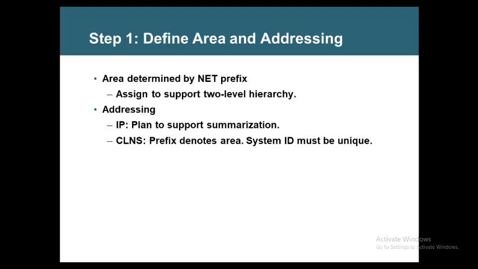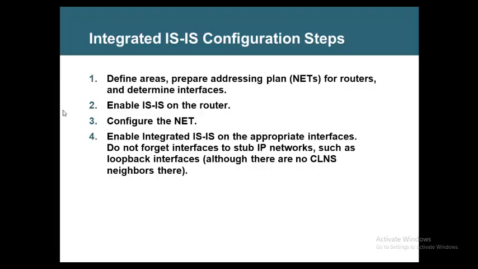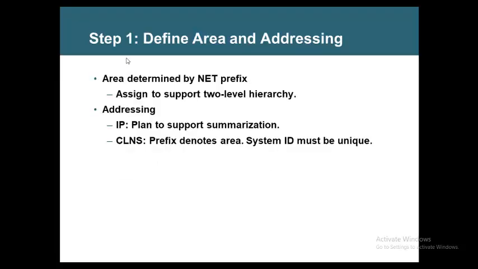Now, step 1. See, here are the 4 steps. Now we are going to see in detail those 4 steps. First, you need to define the area and address. Area determines the net prefix assigned to support 2 levels of hierarchy. So you need to provide the area portion and then addressing. IP plan to support summarization. CLNS prefix denotes an area. System ID must be unique.